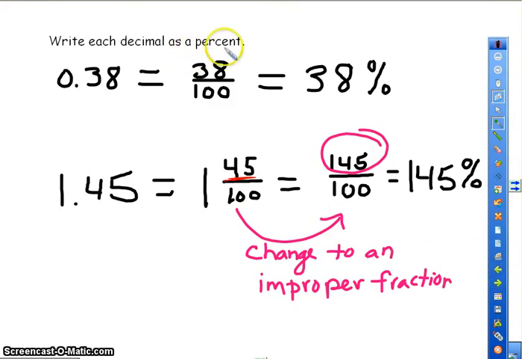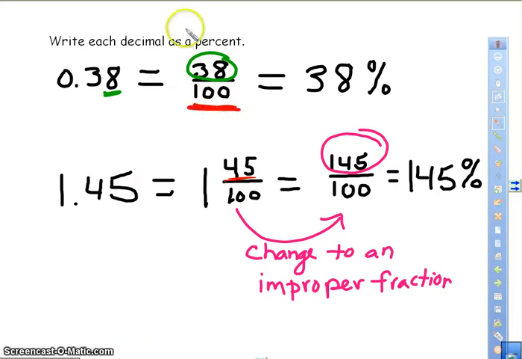When I write my decimal as a percent, it's similar. I can still use place value. This is 38 hundredths. Write it as a fraction. And then since it's compared to 100, my answer is 38. Something to remember when you're writing a decimal as a percent: this number has to be 100. Remember, it has to be per 100. If it's not 100, you're going to have to change it to make it equal 100. Okay, so I get 38%.